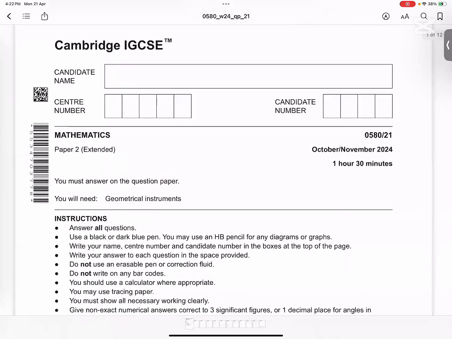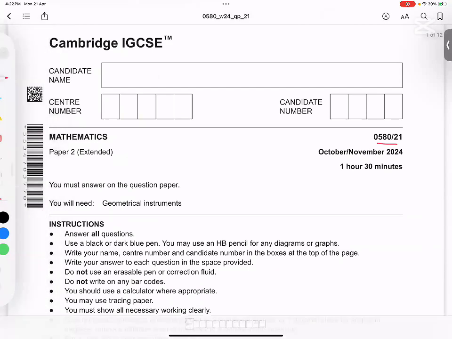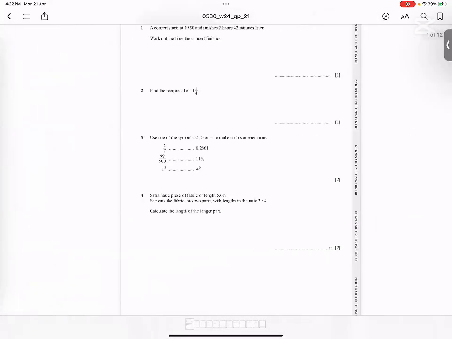Bismillah ar-Rahman ar-Rahim. This is the October-November 2024 paper, 21 variant. So let's try to solve this complete paper.